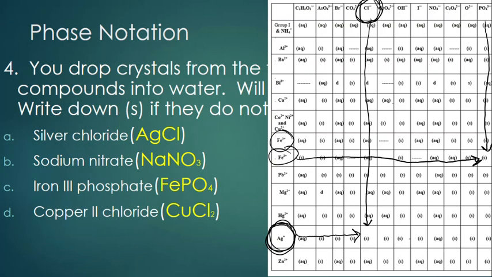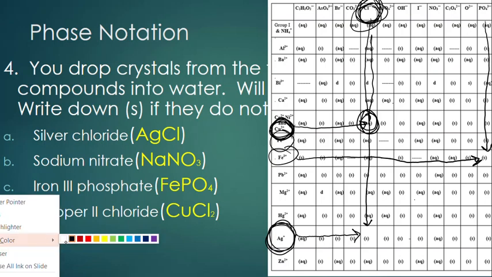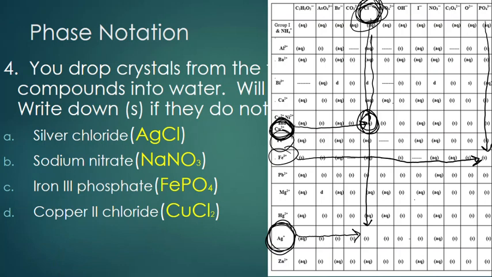And Byron, copper 2 chloride. Copper 2 is right here. Chloride is right here. AQ. All right, let's practice.